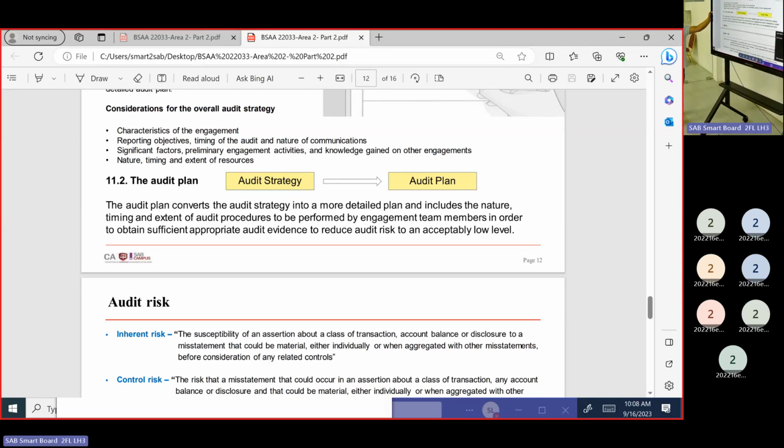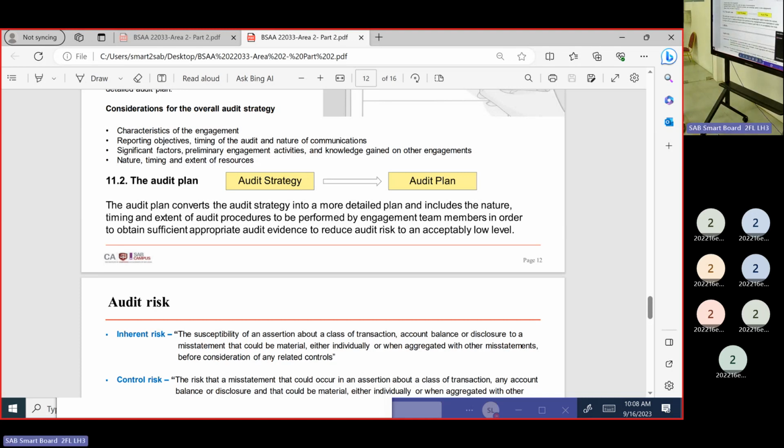Different aspects will be discussed under here. The audit plan converts the audit strategy into a more detailed plan, a kind of detailed version of the audit strategy, right? It includes the nature, timing, and extent of audit procedures, performed by the engagement team.